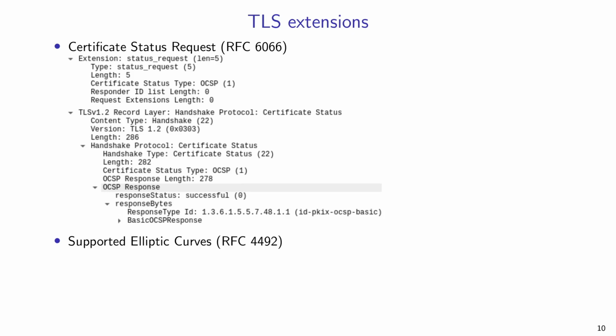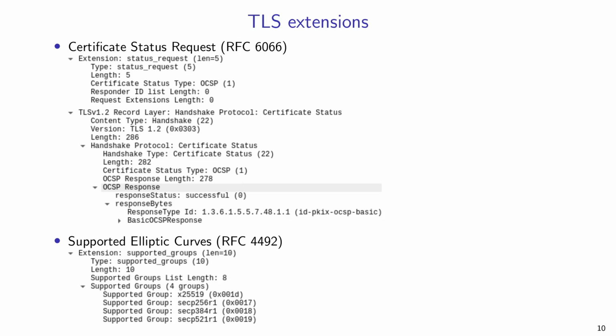The last extension to mention is the supported elliptic curves extension. This extension simply allows the client to advertise which elliptic curves or groups the client supports. These will be used in case the server selects a cipher suite that uses the elliptic curve Diffie-Hellman key exchange method. The selected cipher suite will be specified in the server key exchange message.